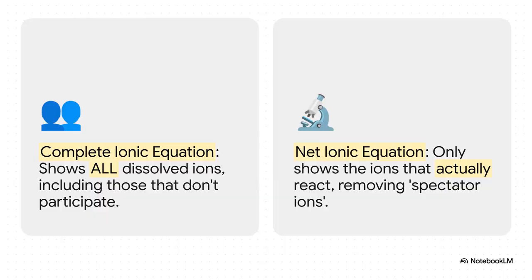But sometimes the full equation tells us a little more than we need to know. See, when reactions happen in water, some ions just float around and don't actually do anything. We call them spectator ions. Think of them like guests at a party who just stand in the corner and don't dance or talk to anyone. The complete ionic equation shows everyone at the party. But the net ionic equation, now that's the real story. It clears out all the spectators and only shows you the ions that are actually involved in the action.